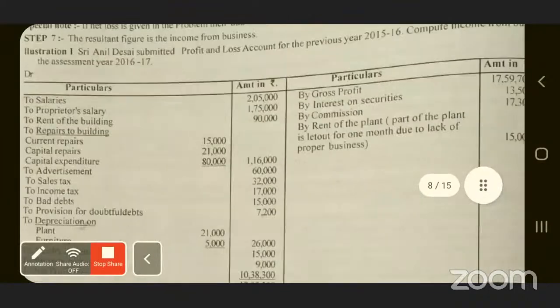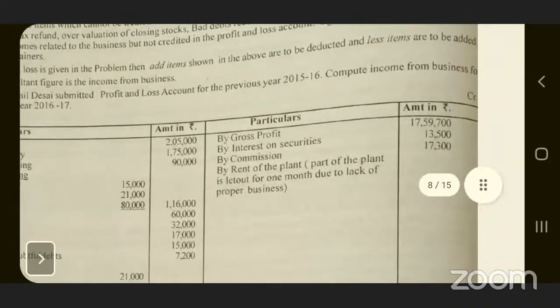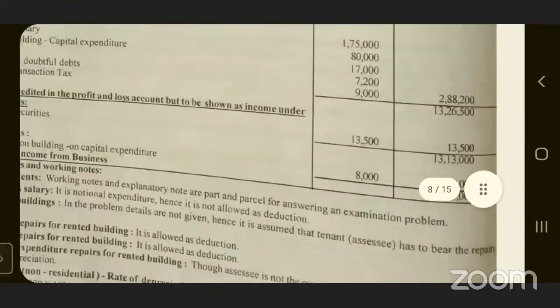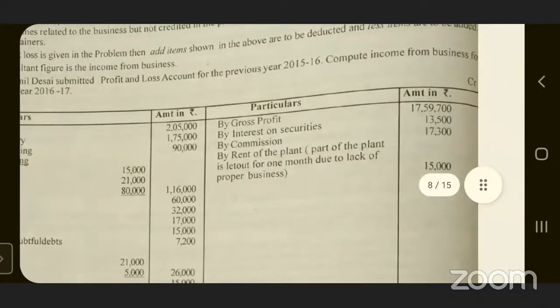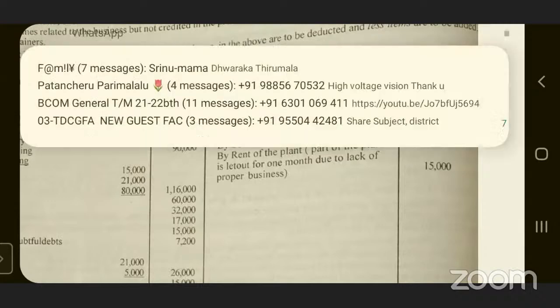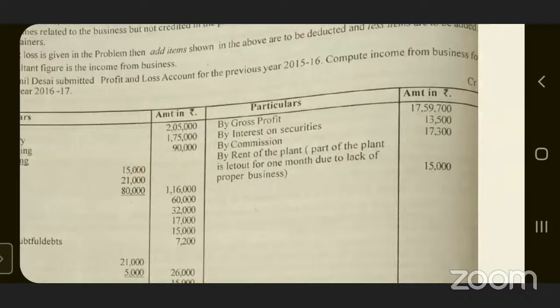Coming to the credit side. Interest on securities. Here he is not conducting the business of buying and selling of securities, so whatever the interest on securities will be considered as income from other sources. If he is conducting buying and selling of securities, then it will be considered as business income. Here it is not like that.